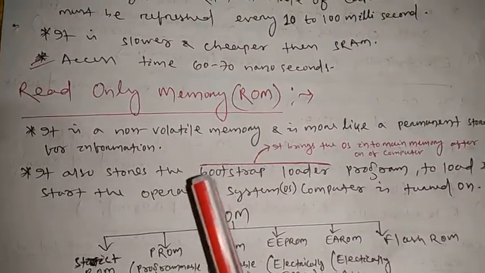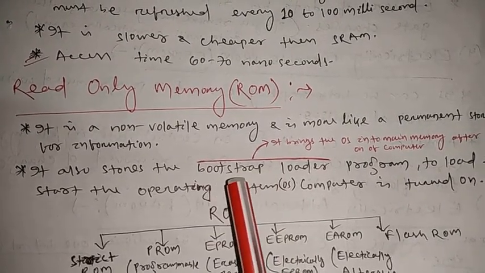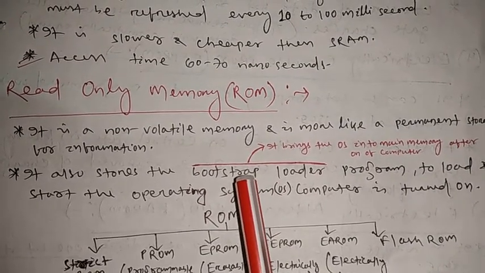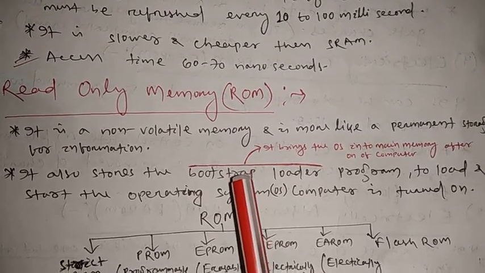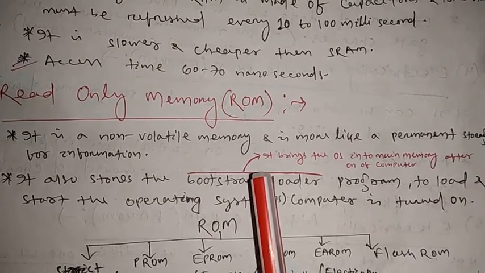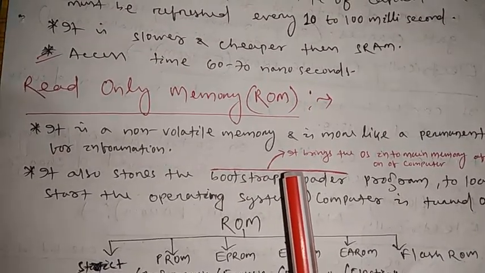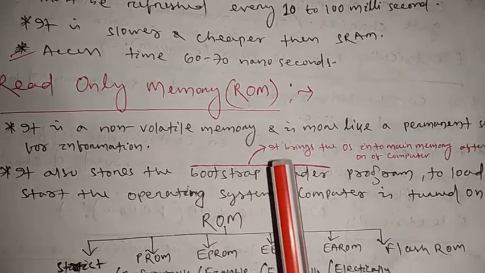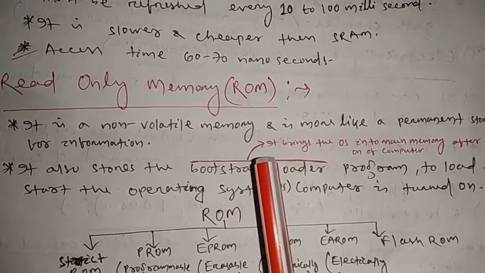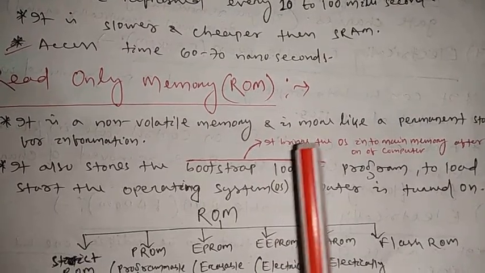Next, come to read-only memory, ROM. I told you memory is of two types: one is RAM, another one is ROM. So we already discussed RAM. RAM is of two types: static RAM and dynamic RAM. Next, come to ROM. ROM means read-only memory. RAM stands for random access memory, and ROM stands for read-only memory. So what is the difference between RAM and ROM? RAM is volatile in nature, but ROM is non-volatile in nature.